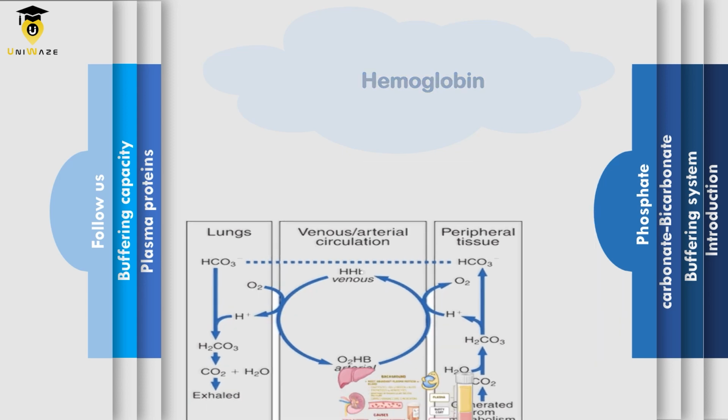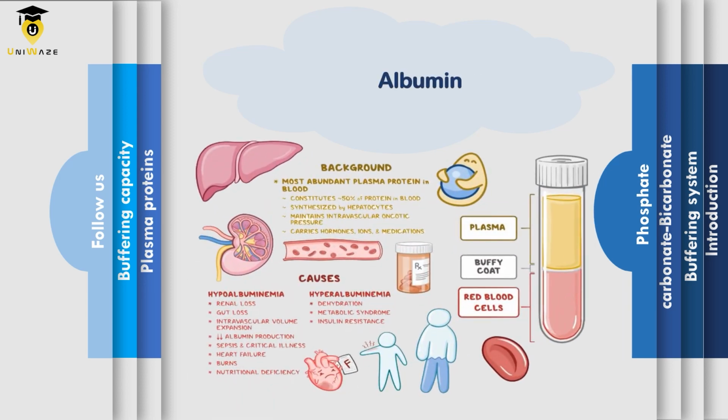Now let's talk about albumin protein. This protein, of course, is a buffer in plasma because it has 18 histidine residues in its structure. Albumin is the most abundant plasma protein in blood, and it constitutes 50% of protein in blood. This protein is made by hepatocytes, and it maintains intravascular oncotic pressure. Of course, albumin is the most important carrier in blood, which carries hormones, ions, and medications.